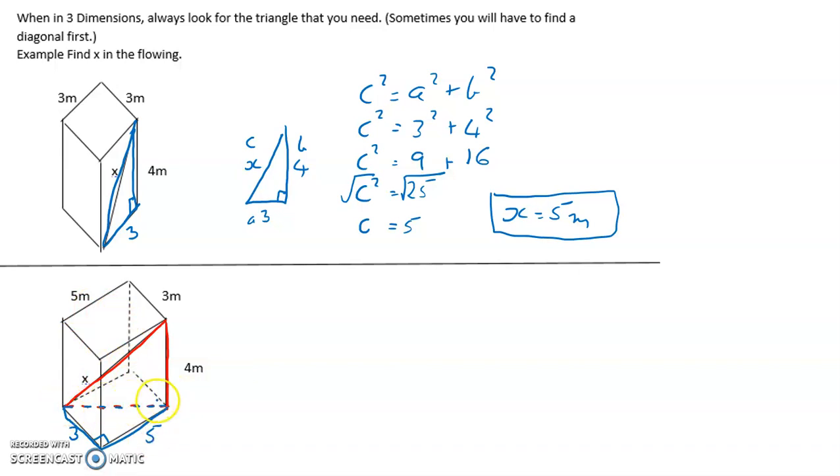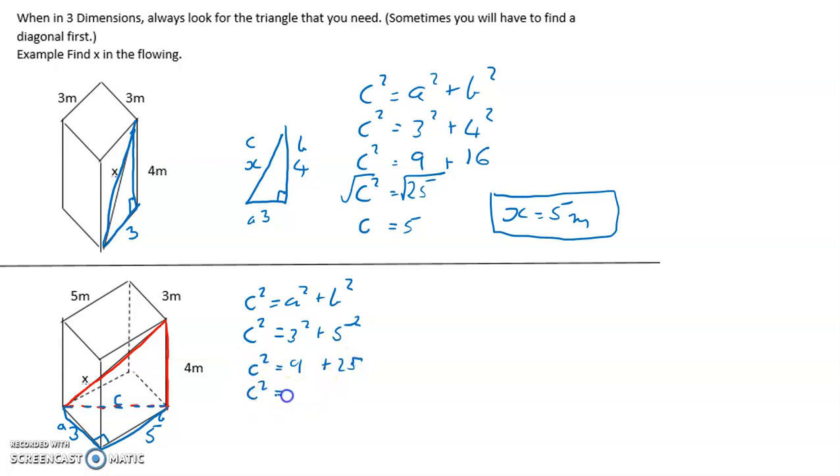So the first one I need to find is this length of this triangle. So with my sides, it's the hypotenuse. So C, A, and B don't necessarily matter. So C squared is A squared plus B squared. C squared equals 3 squared plus 5 squared. C squared is 9 plus 25.